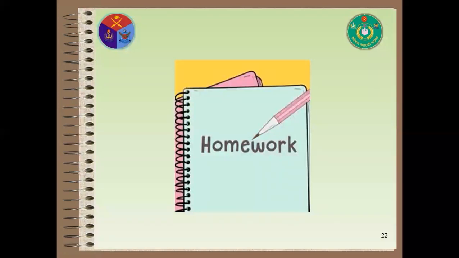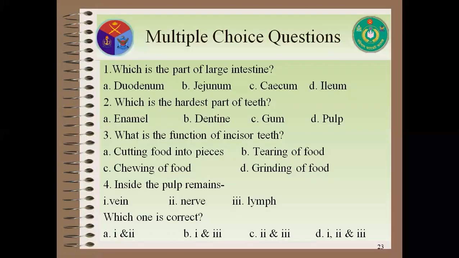Okay, your homework. Multiple choice questions. I have prepared some multiple choice questions. You have to find out their answers and submit them tomorrow. First question: which is the part of large intestine? Duodenum, jejunum, cecum, ileum. Number 2: which is the hardest part of teeth?